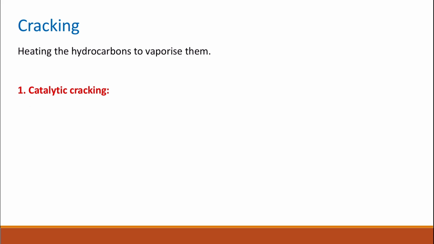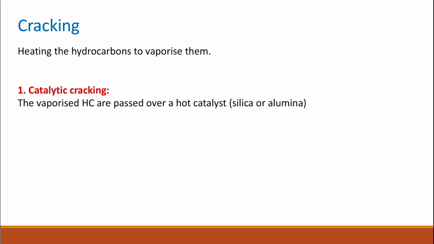The first one is called catalytic cracking. In this process, the vaporized hydrocarbons are passed over a hot catalyst like silica or alumina. By passing these over the hot catalyst, they will start a catalytic process to break down the longer chain hydrocarbons into shorter chain ones.